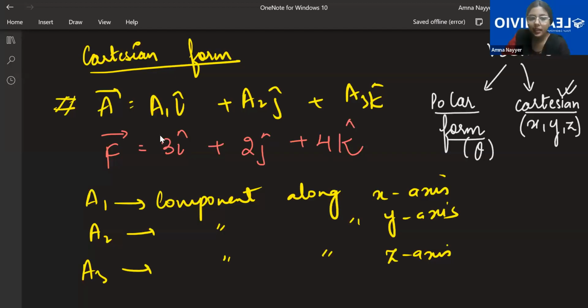This means 3 units of force along the x-axis, 2 units of force along the y-axis, 4 units of force along the z-axis. All these are values of one single force. So component A1 is what I've written in general form also. A is A1 I cap plus A2 J cap plus A3 K cap. So A1 is the component along x-axis, A2 is the component along y-axis, A3 is the component along z-axis.